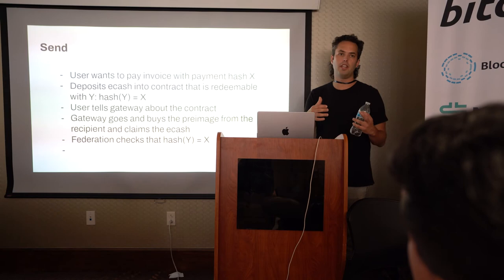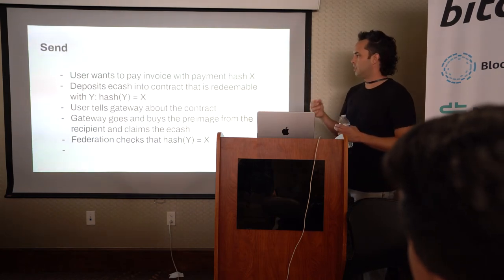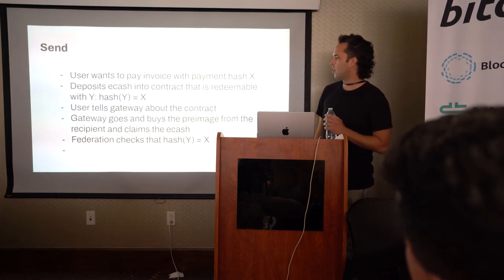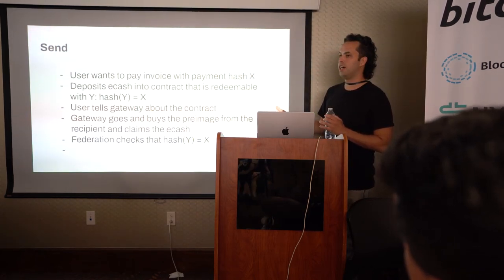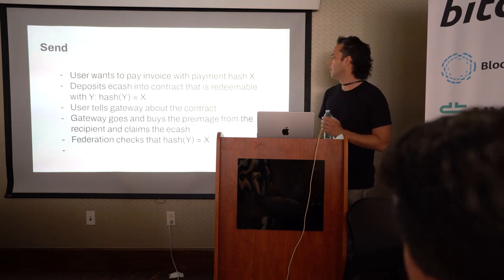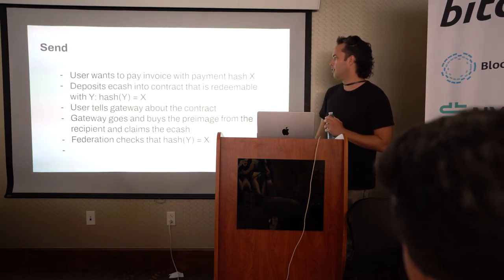So the Gateway trusts the Federation. The Federation does not trust the Gateway. The user does not trust the Gateway. They trust the Federation because they get paid in eCash tokens. So the user tells the Gateway, hey, here's a contract, right? And there's going to be a small spread. If they go and redeem this, they'll be able to make a little money, a little eCash, right? And as long as they trust that they can withdraw it, they'll make a little money, right?